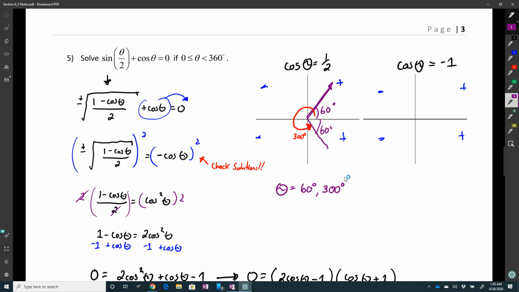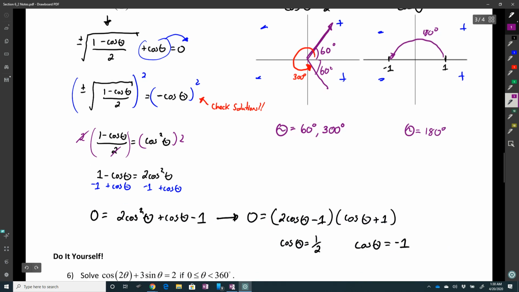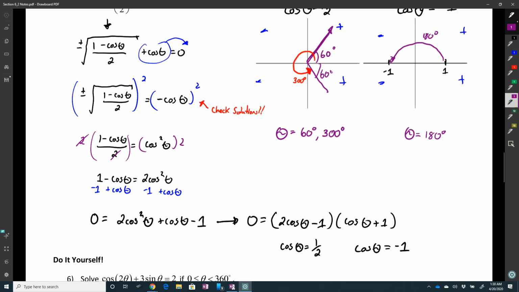Now, where is cosine theta equal to negative 1? Well, we did this one earlier. Here's 1, here's negative 1. Cosine is the x value. So where does that happen? That happens at 180 degrees. All right, so those are my solutions, but now I have to check.